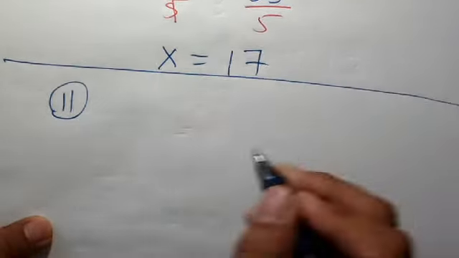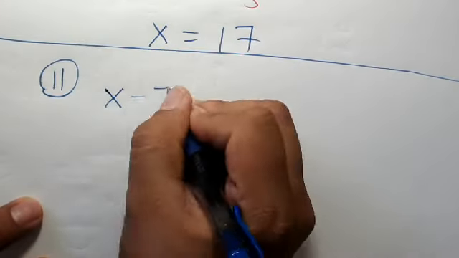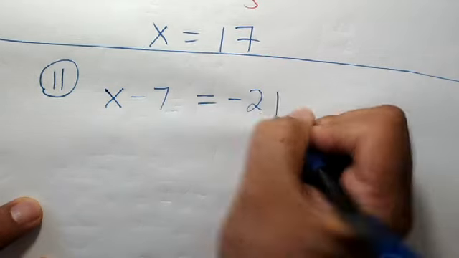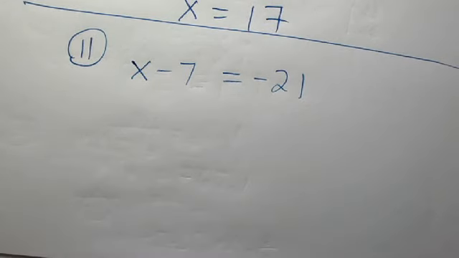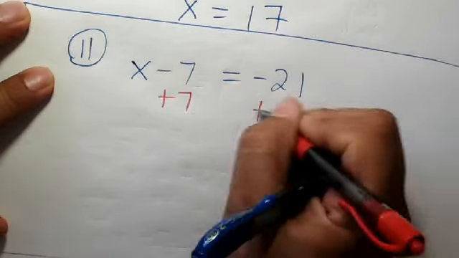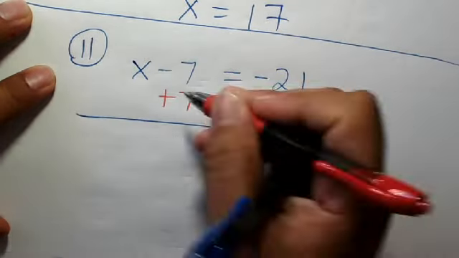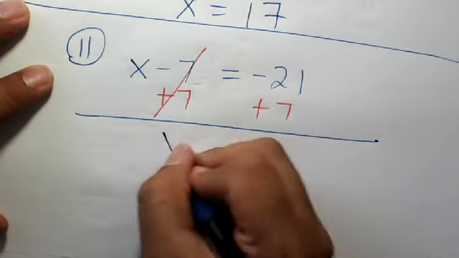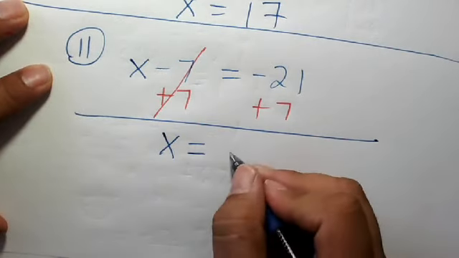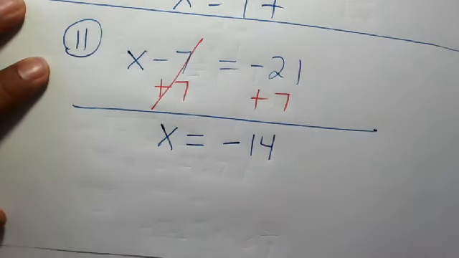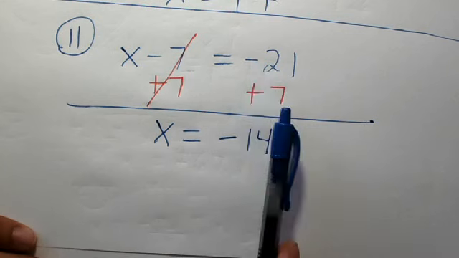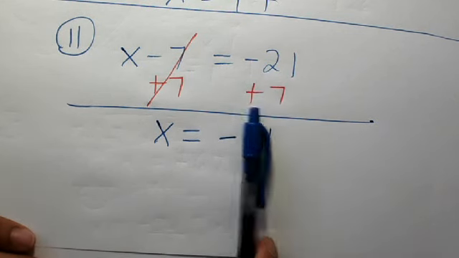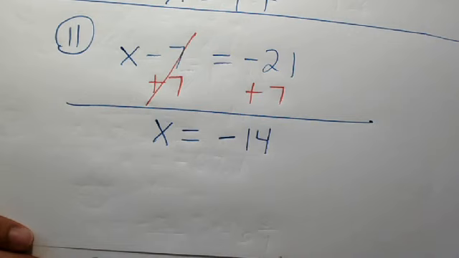Mastery. Okay. x minus 7 equals negative 21. See, we're subtracting 7. What's the opposite of subtracting 7? Adding 7. Yes. Negative 21 plus 7? Negative 14. Different signs. Subtract and keep the sign of the larger. Y'all see that?